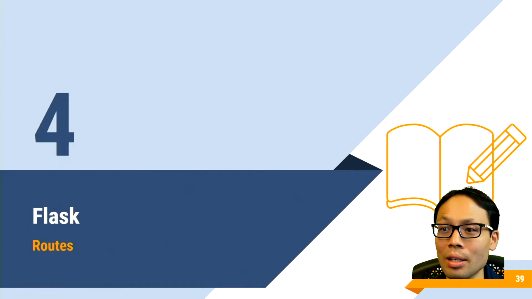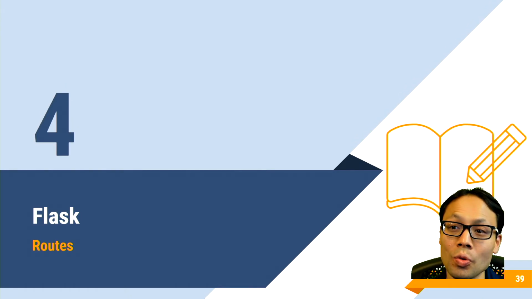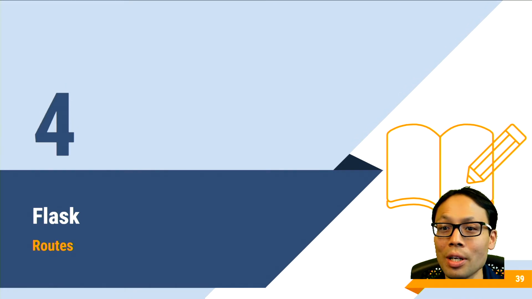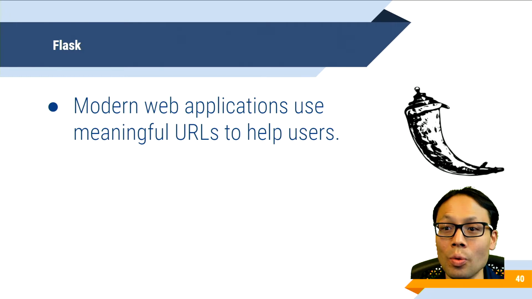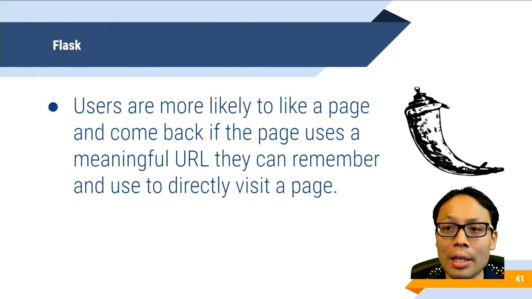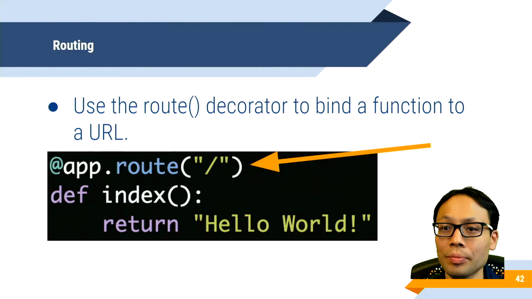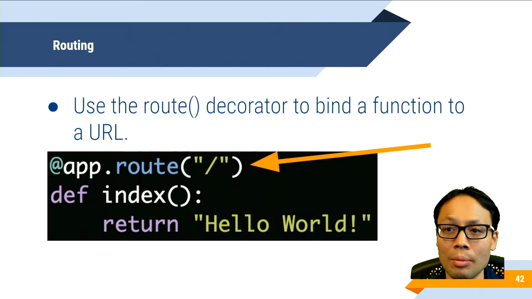And now this leads into our introduction to Flask and routes. Flask routes are how you're going to create some new web pages. If you think about it, modern web applications use meaningful URLs to help users. Users are more likely to like a page and come back to it if it's a URL that they can remember and visit directly. So in Flask, we use something called the route decorator to bind a Python function to a URL. It kind of looks like this.